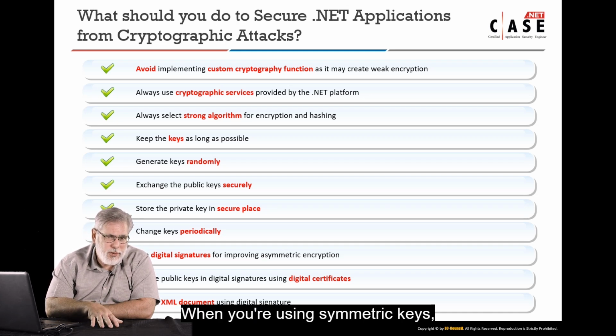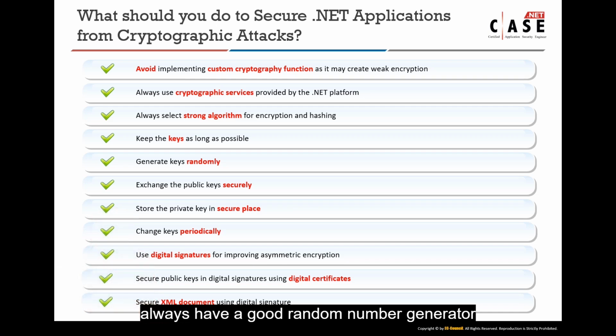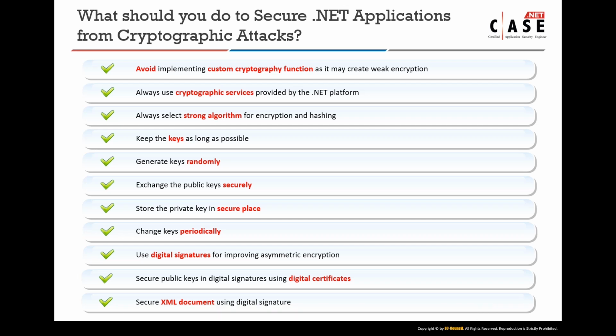When you're using symmetric keys, always have a good random number generator to generate a random cipher key. There shouldn't be any pattern to it. It should be as random as possible. Make sure if you're exchanging keys, you do so in a very secure manner. Particularly when you're giving out your public keys, you want to make sure that they're contained in a digital certificate. That's the common way to do it, which gives some validation of whose key it is.